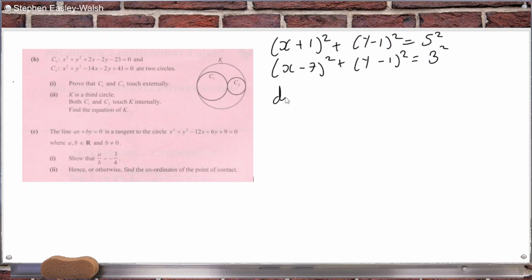And the distance between the centres would be the square root of 8² + 0², which is equal to 8, which is equal to 5 + 3. So the distance between them is the sum of the radii.